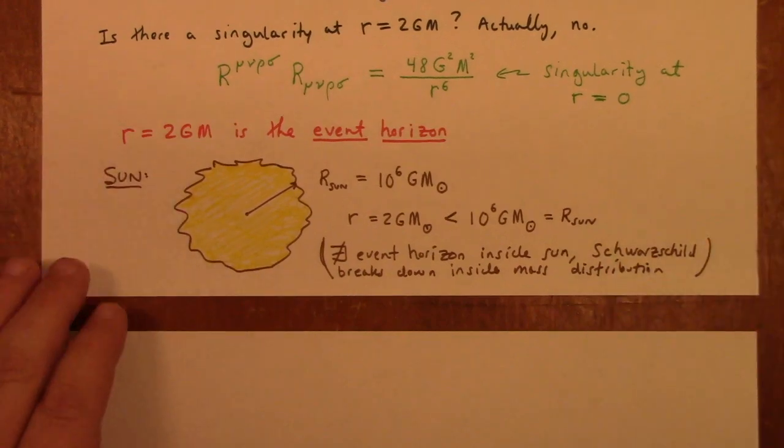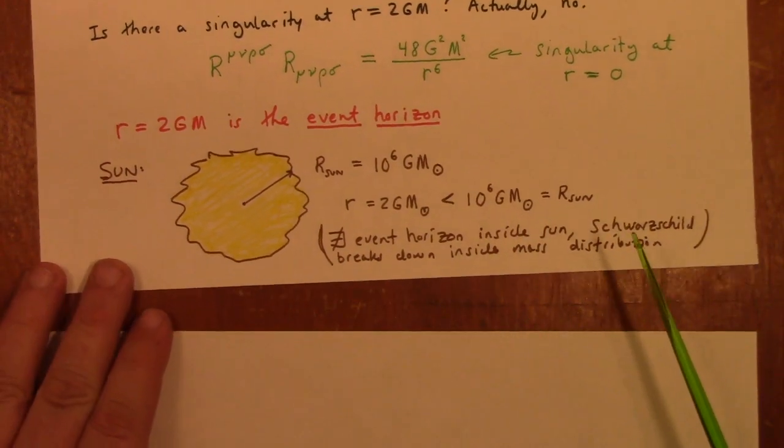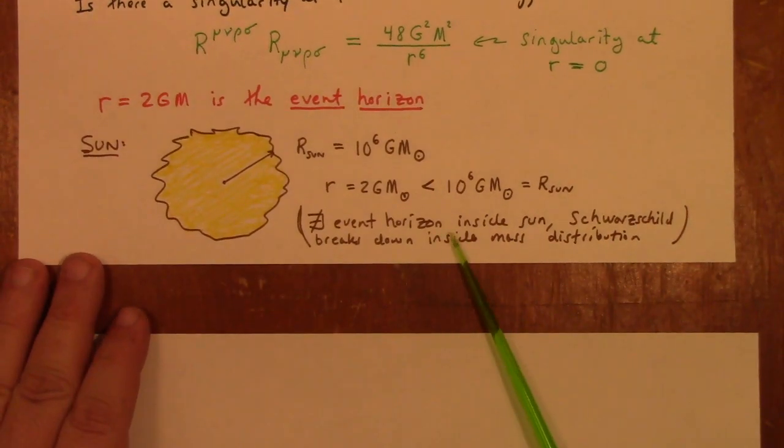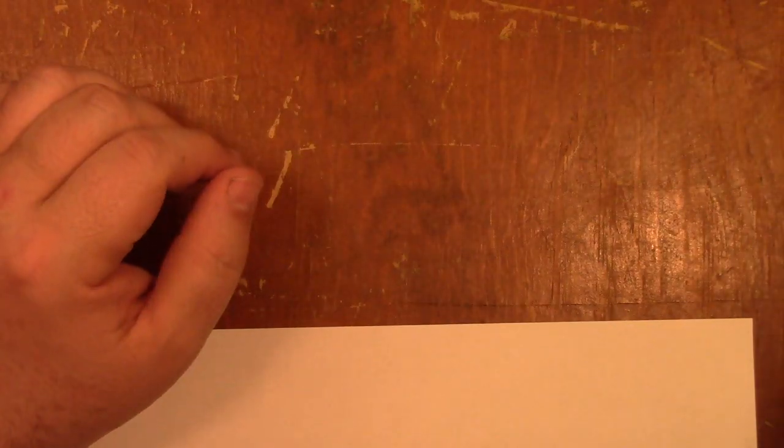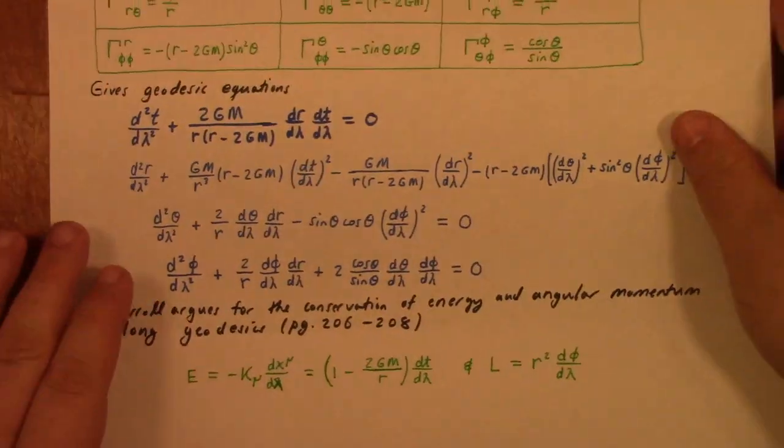All right, so let's go on. So the takeaway message here: there does not exist an event horizon inside the sun. The Schwarzschild solution breaks down inside the mass distributions. Which is not to say that there aren't real event horizons for certain mass distributions. We'll talk about that.